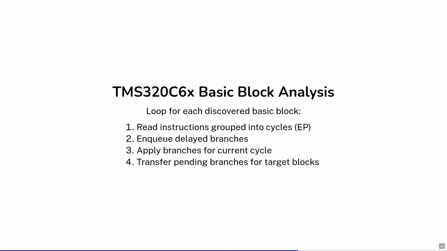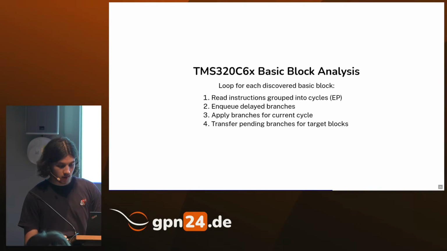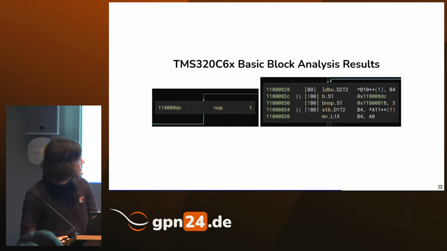And each cycle we would also drain one cycle of the queued branches and apply these branches to our basic block. And then we have outgoing branches to other blocks and possibly other pending branches that are still in the queue. And we have to transfer these pending branches to other blocks to get a correct analysis result. One example for that is this.